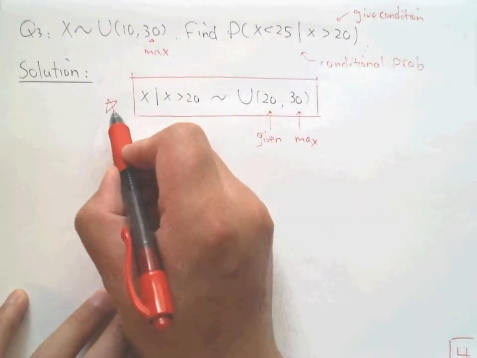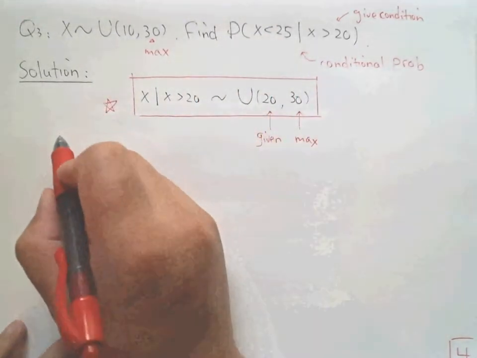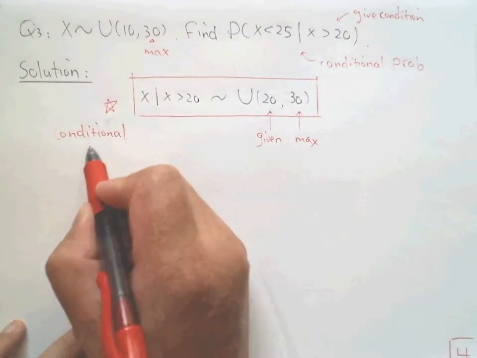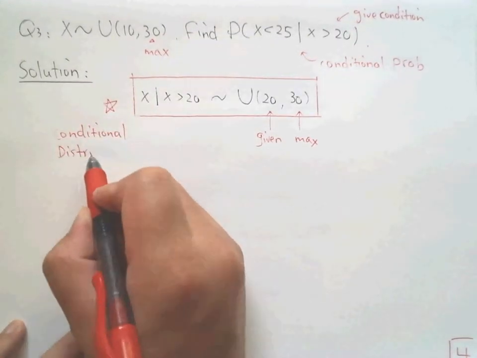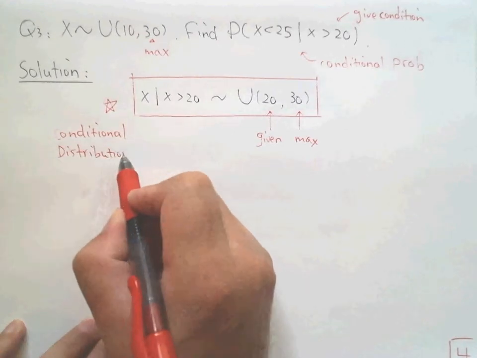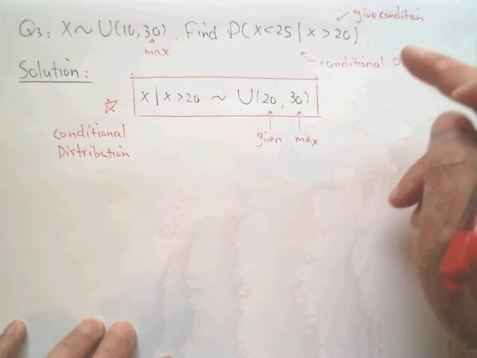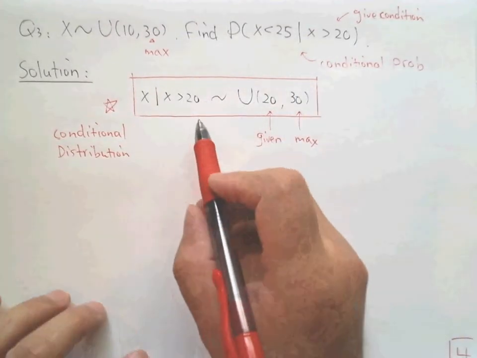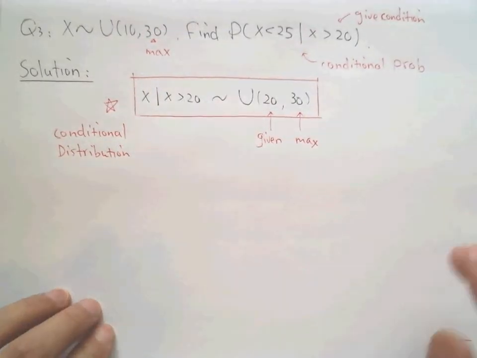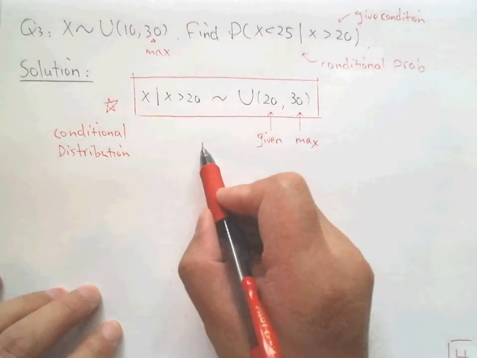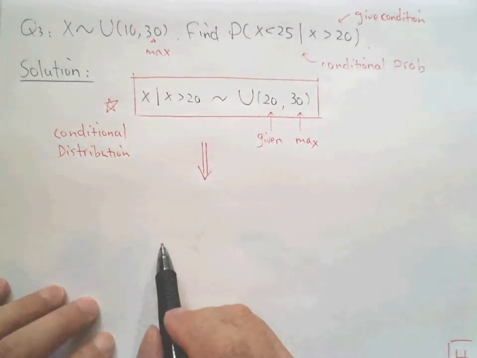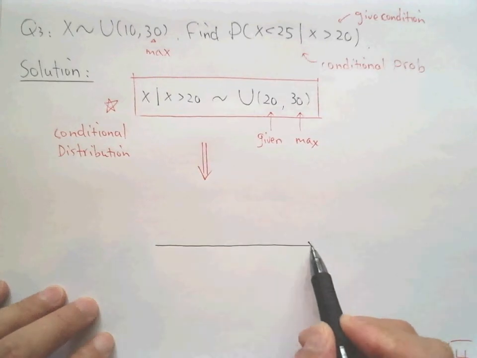Now you finish most of the question, because you have the conditional distribution. This is the most important, always. For conditional probability, you need the conditional distribution, and then you have the distribution. We can use the graph, right? So how to get the graph from this distribution? I am going to draw the graph again.